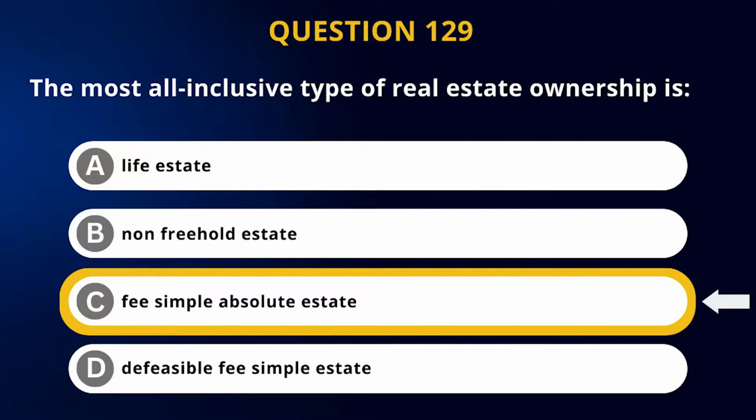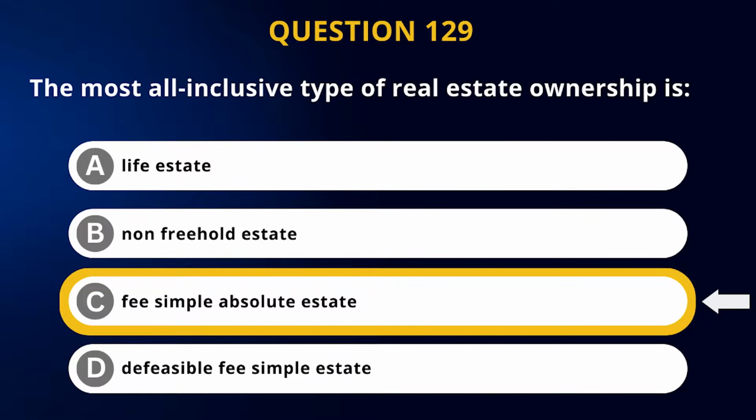Now, fee simple absolute is the absolute highest form of ownership in the United States. It is a type of freehold estate. Fee simple means it continues on with no limitations. You can do what you want within the framework of the law. A defeasible fee simple estate means it has some kind of deed restriction. So letter D is some kind of deed restricted property. So the most all-inclusive type of real estate ownership is letter C, fee simple absolute.